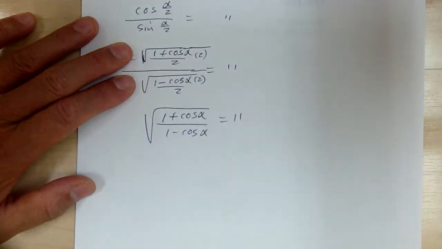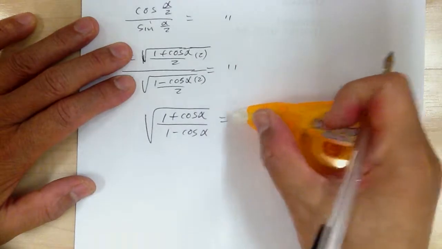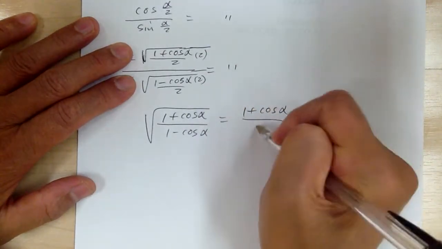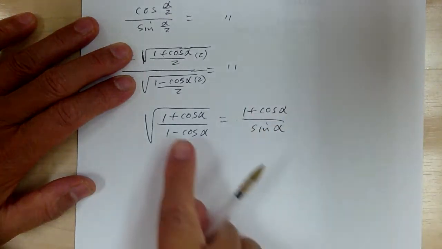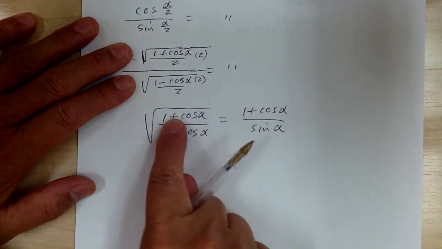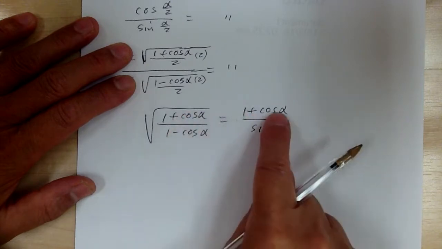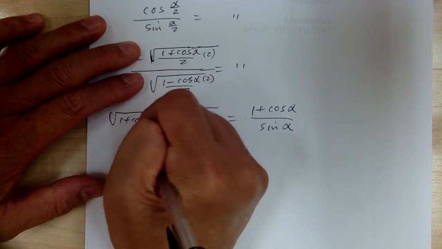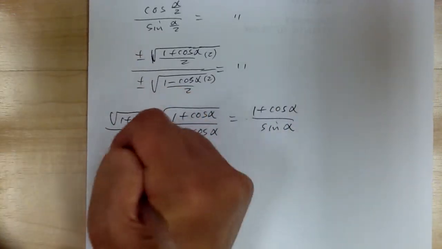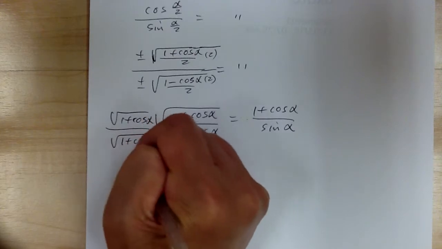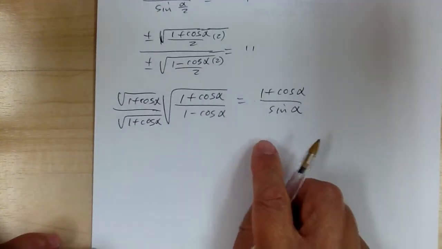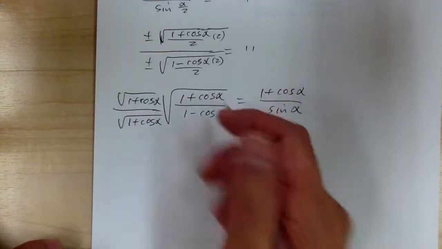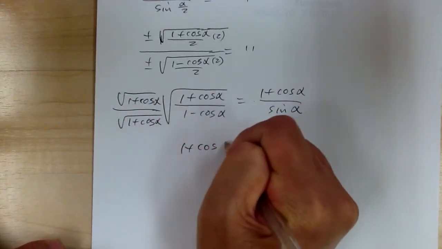Okay? Now I'm going to put this back. So this is equal to 1 plus cosine alpha over sine alpha. To get from here to here, notice this is a square root, this one does not. So you need to multiply by square root of 1 plus cosine alpha, and you do that on the top, you need to do the same on the bottom. So you always have to look at what's on the other side. This times that will equal to that. So you got 1 plus cosine alpha.